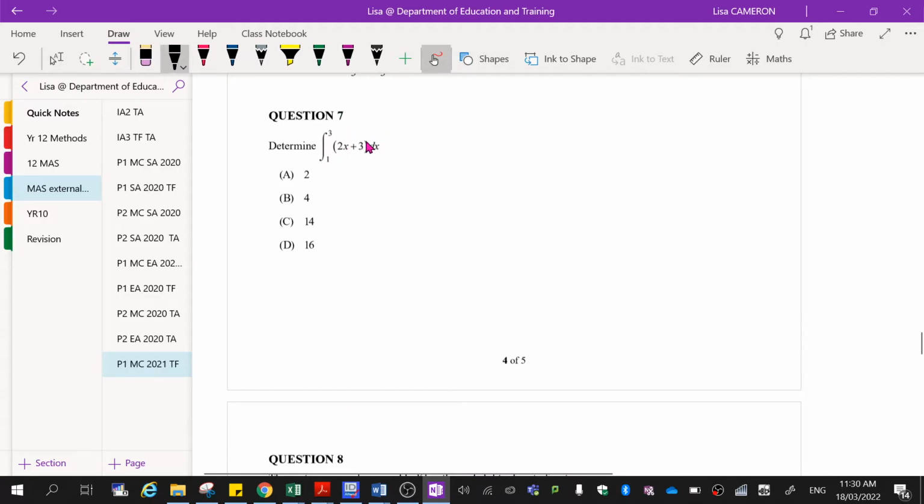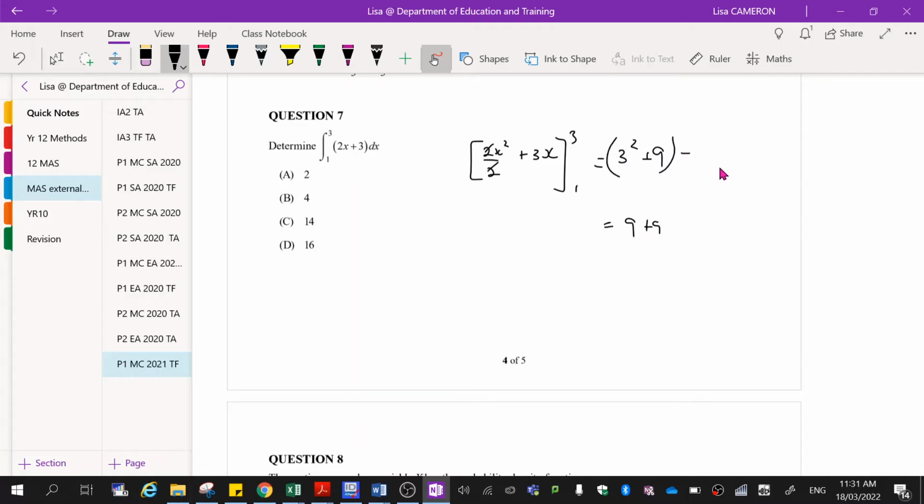Next one, integrating this function here. So first thing I'm going to do is integrate it. When I do that, it'll become 2x to the power of 2 divided by 2 plus 3x between 3 and 1. Now I'm ready to substitute my values in. Those two will cancel. So 3 squared is equal to 9 plus 3 times 3 is also 9.